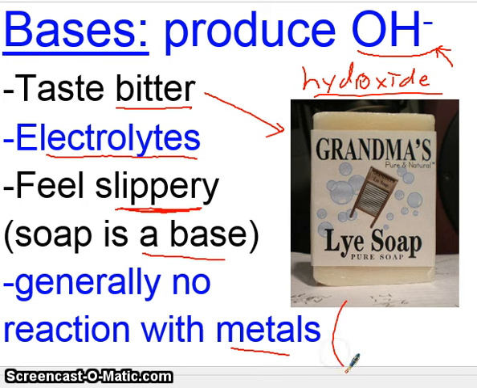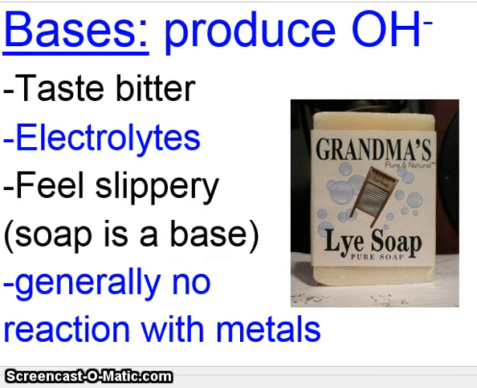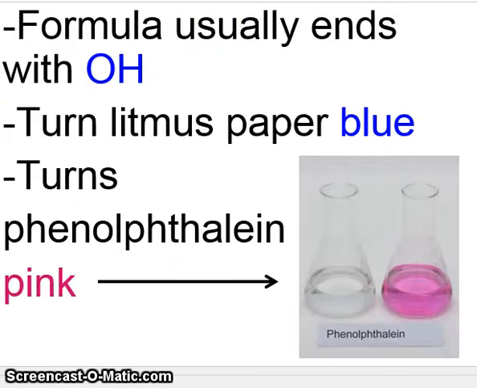The exception here would be aluminum. Aluminum actually can react with bases. Aluminum is just a very reactive metal from the regular metals. And aluminum will react with bases. All right. Now the formula of the base usually ends with hydroxide, OH. That's how you know you have a base. An example would be sodium hydroxide, as you'll see in a minute.